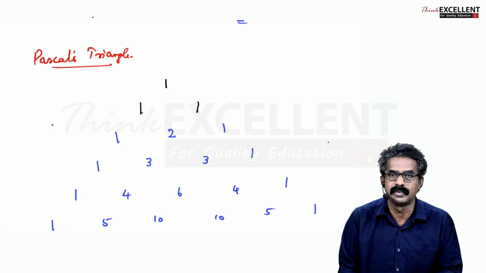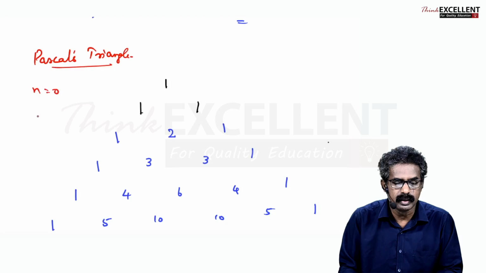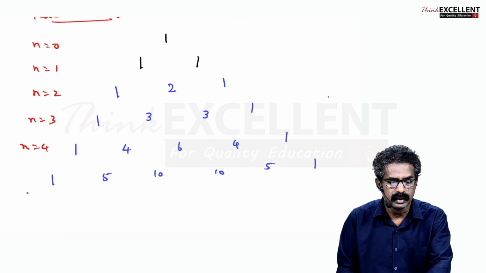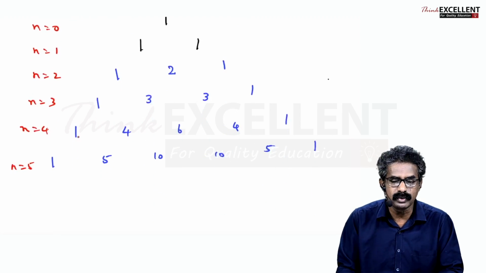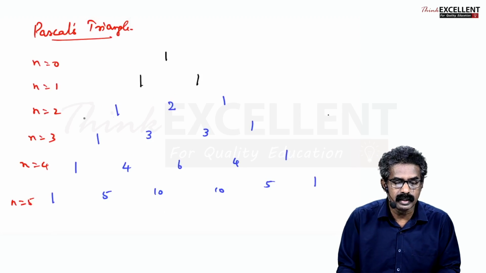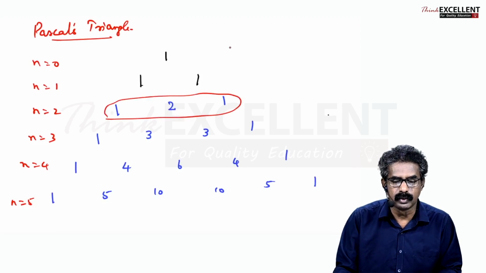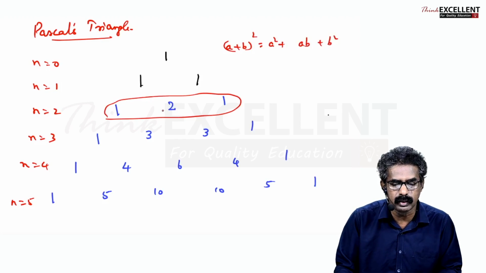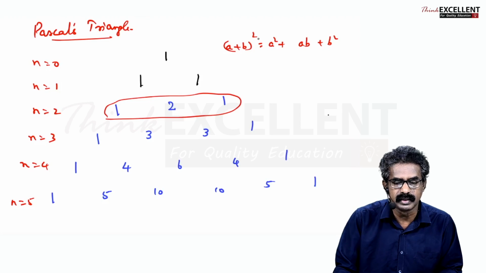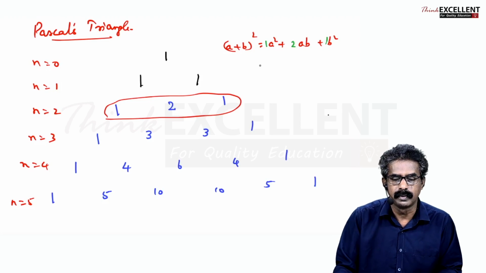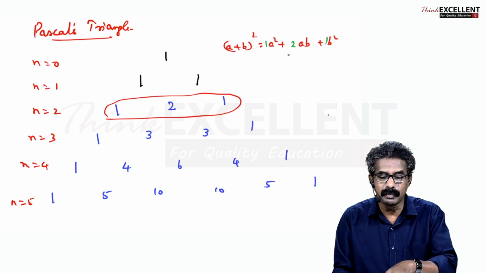So the name of this triangle is Pascal's triangle. I'll tell you what's the use of this. First one is for n equal to 0. This is n equal to 1, this is n equal to 2, n equal to 3, n equal to 4, and this is for n equal to 5. Actually, these are the binomial coefficients. Suppose (a plus b) the whole square: first a square, then reduce the power of a by 1 and introduce b, finally you write b square. The coefficients are 1, 2, 1. That is why you are getting a square plus 2ab plus b square.